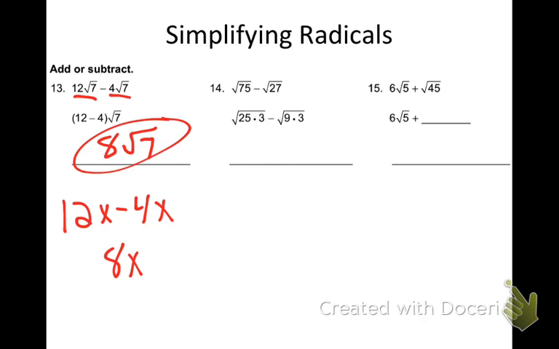Notice, the radical stays the same. Okay, I don't add or subtract the radical. It stays the same. You add or subtract the coefficients out in front.